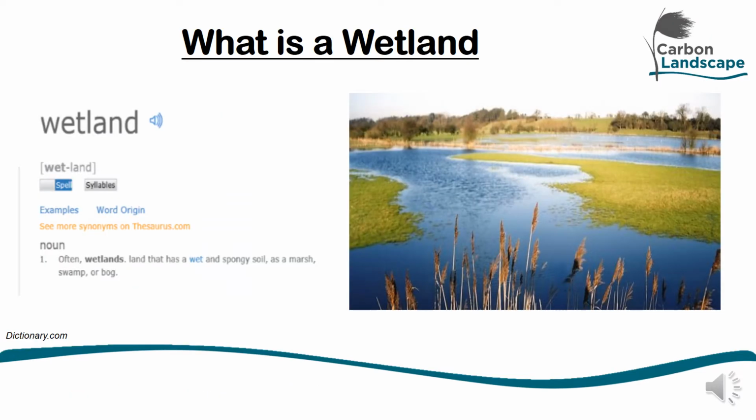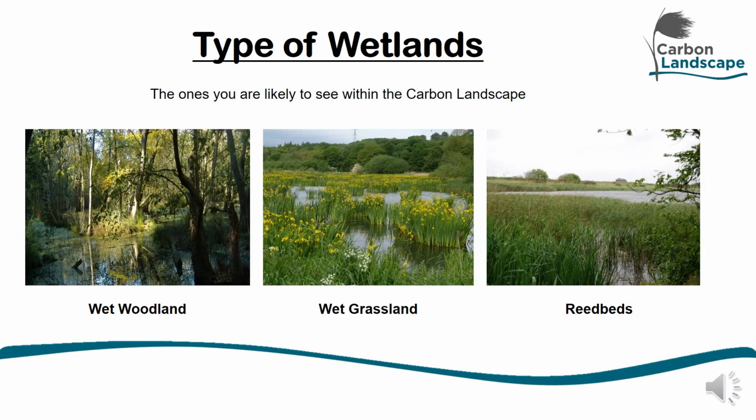So what is a wetland? Wetland is a land that has a wet and spongy soil, such as a marsh, swamp or bog. In the carbon landscape, there are many different types of wetlands. Wet woodlands, wet grasslands, reed beds, lakes, rivers, ponds, marshes, streams and peat bogs, to name but a few.